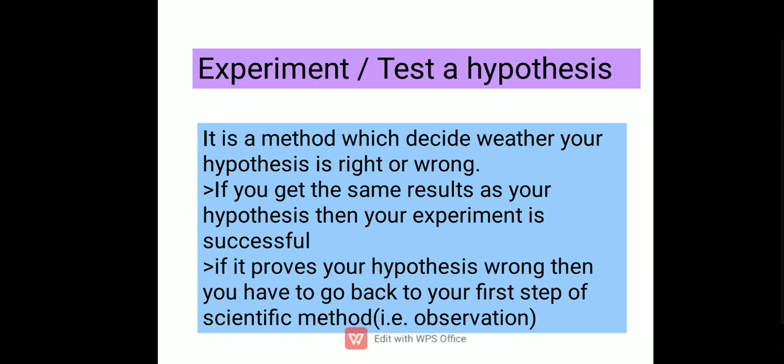Next, you will perform an experiment to prove whether your hypothesis is right or wrong. So an experiment is a method by which we decide whether your hypothesis is right or wrong. If you get the same results as your hypothesis, then your experiment is successful. But if it proves your hypothesis wrong, then you have to go back to the first step of the scientific method, observation. Then you will again do the observation, again make a hypothesis, again perform an experiment, right? And then you will gather your data.